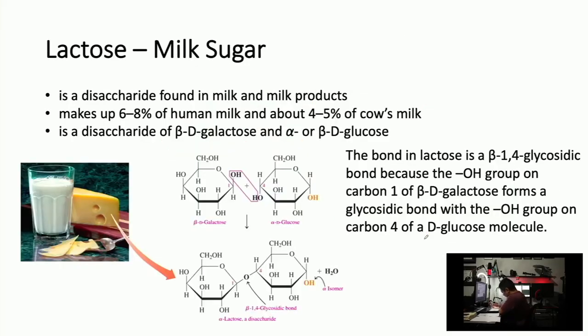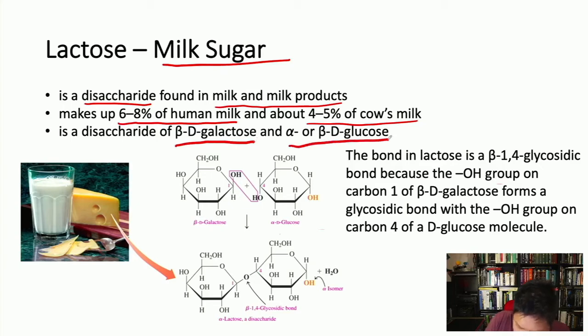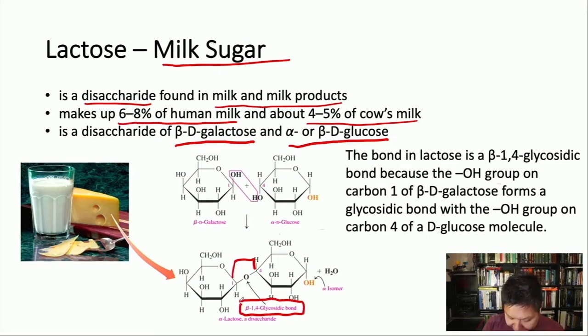Then we have lactose, which is milk sugar. That's a disaccharide as well, of course. It's basically found in dairy products like milk or cheese. It's about 6 to 8% of human milk and about 4 to 5% of cow's milk. The interesting thing, though, is that it's composed of a beta D-galactose and an alpha or beta D-glucose. And its linkage, as you can see here, is pointed upwards, so it forms a beta 1,4 glycosidic bond, right?